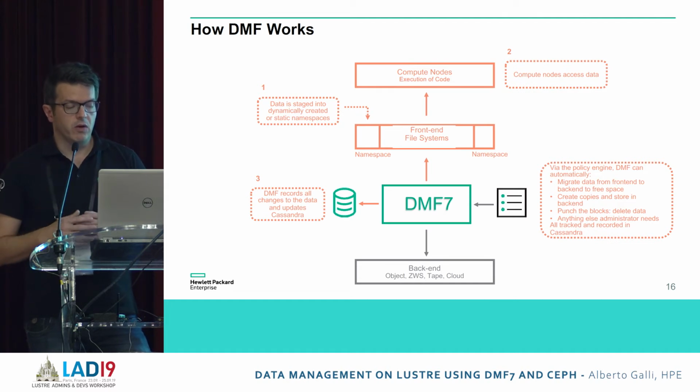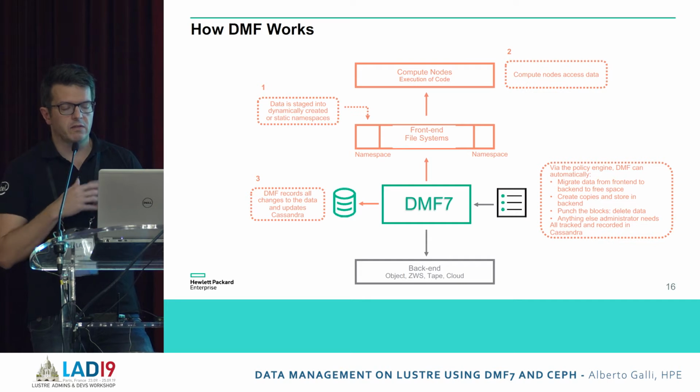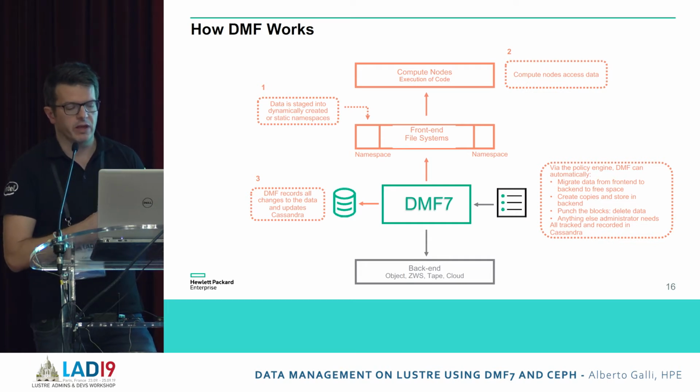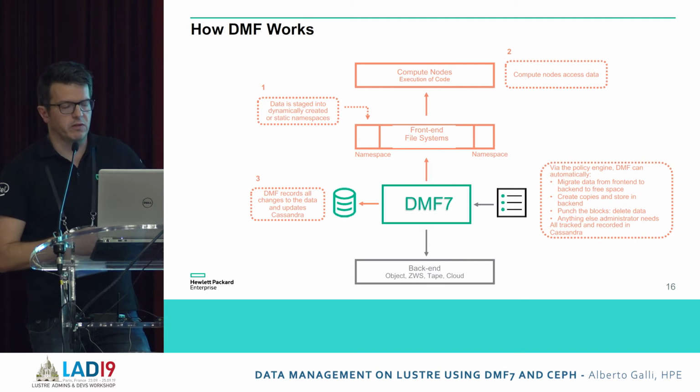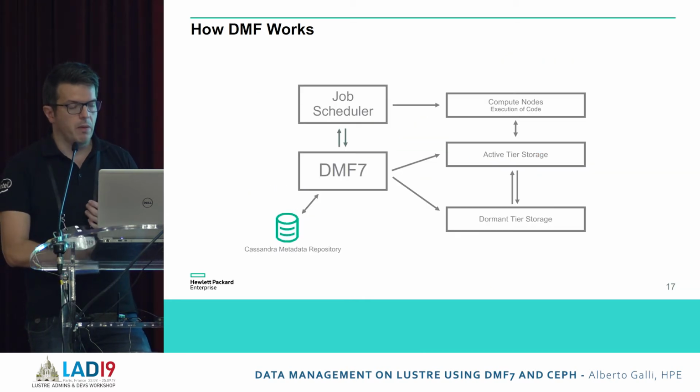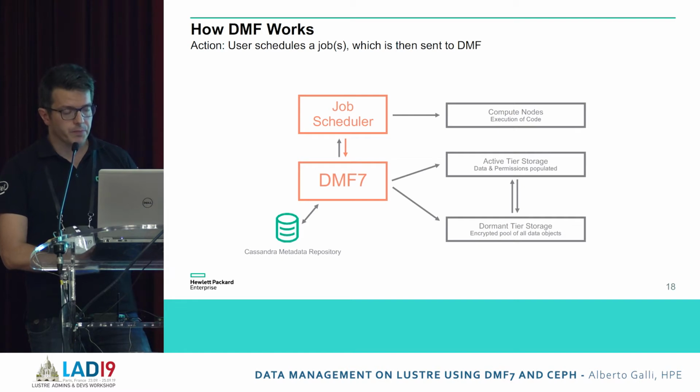It could also be used to populate new namespaces. We don't create new namespaces with Lustre. With other file systems we can do that, but not with Lustre, or not yet. But we could interact with the job scheduler to automatically retrieve files in the front end before a job is run. This is exactly what we're showing here.